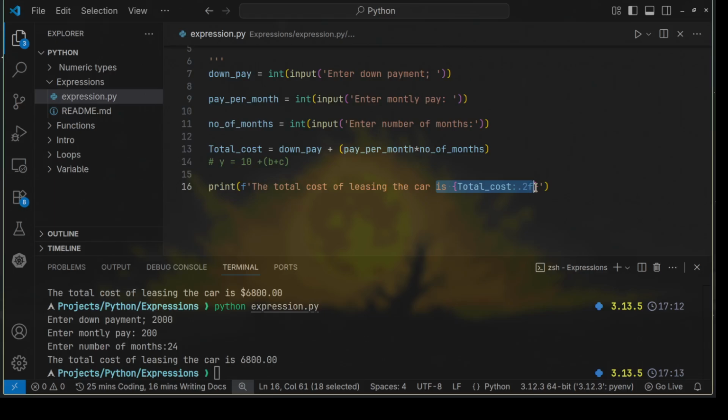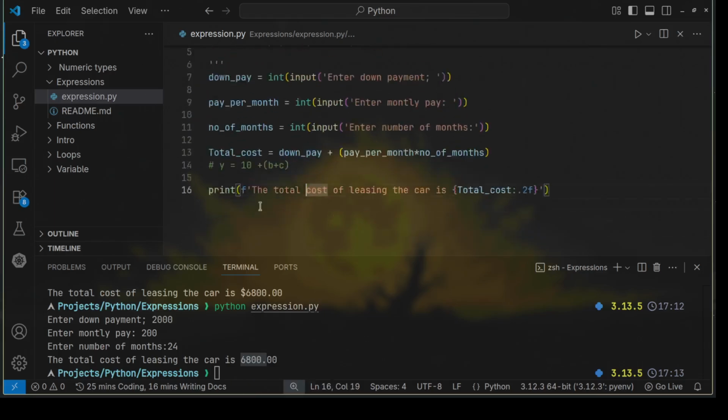So the dollar sign here was to output 6,800 as USD. But in case you're using a different currency, you can change the currency. So we just have to have this in opening and closing brackets. Right? I hope we are clear up to there.